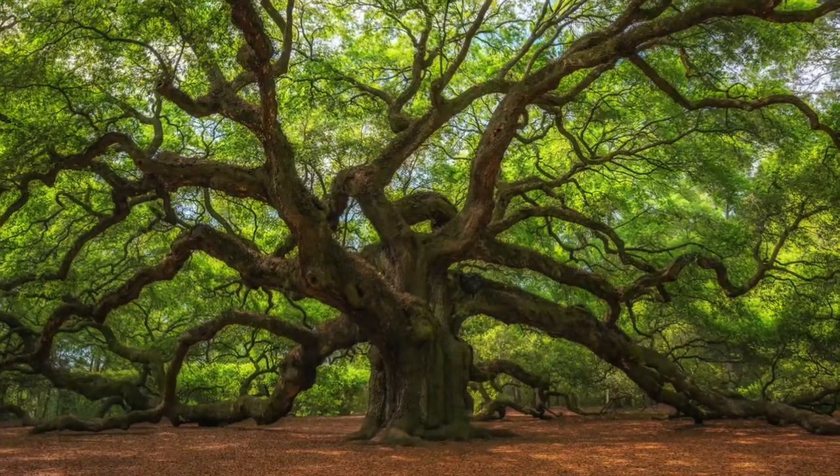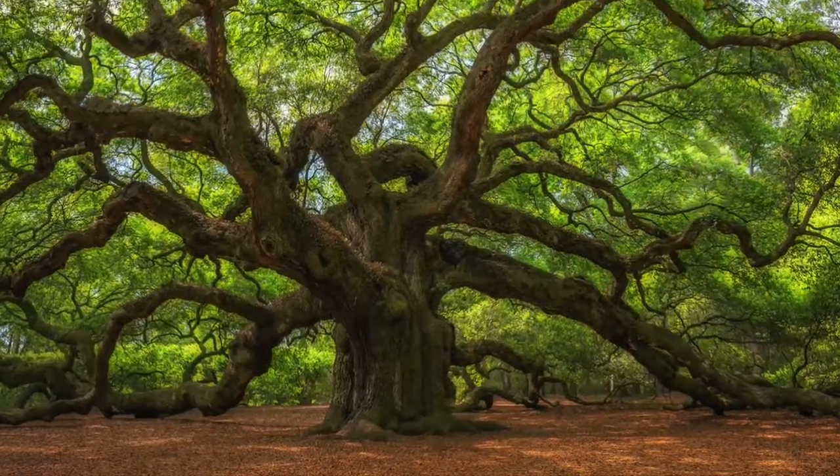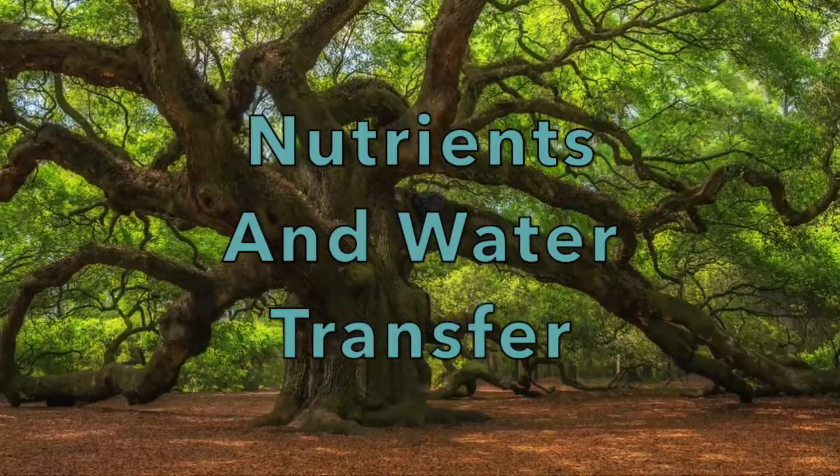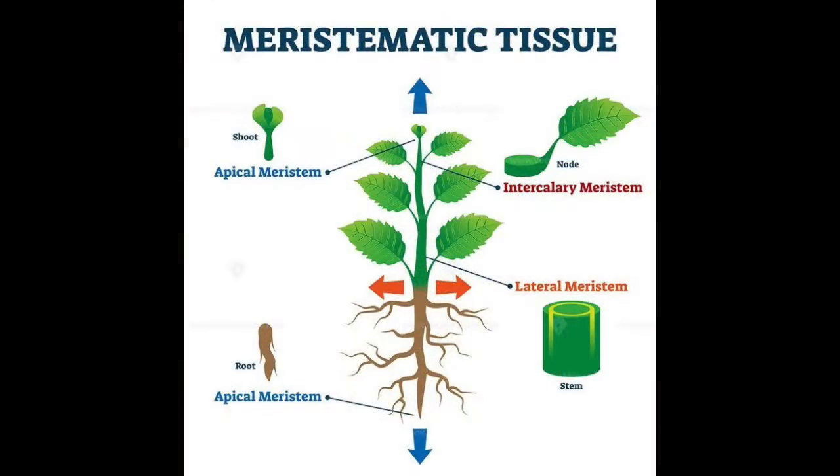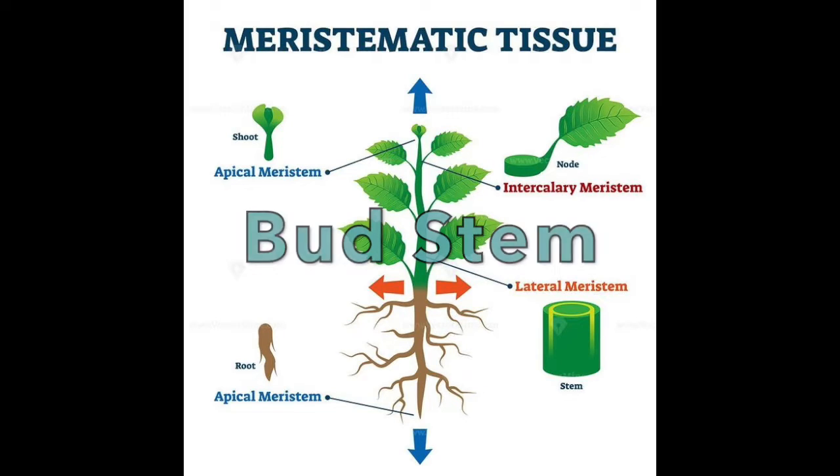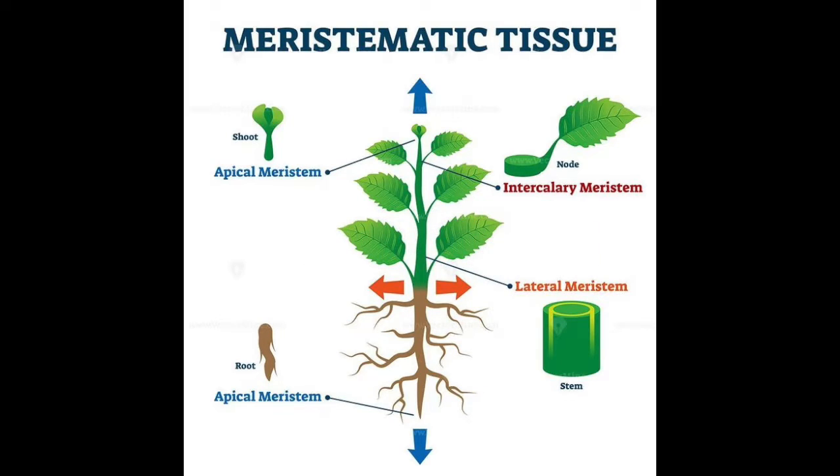Tree trunks contain tissues that support smaller limbs and transport nutrients and water. The meristem is the main growth tissue that produces a plant growth hormone called auxin. Meristematic tissue contains dividing cells responsible for tree height and trunk diameter. The bud stem, known as the apical meristem, determines a tree's height as auxin causes the cells to elongate.